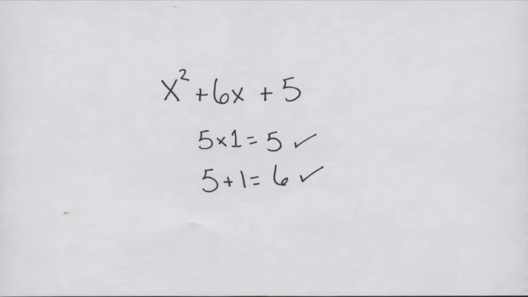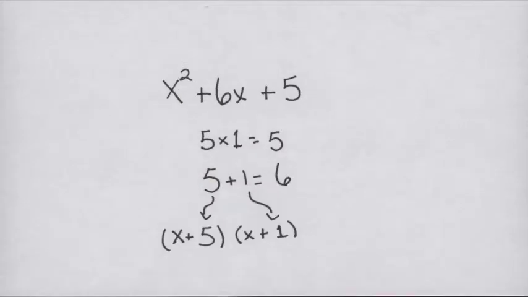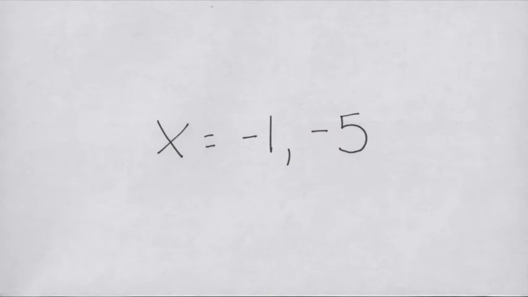And so now we can put them in an equation in factored form. This is wrong, I think. Wait, no, it's right. Yeah, it is right. So you notice that we get x plus 5 and x plus 1, but our roots are -5 and -1. Why is that?